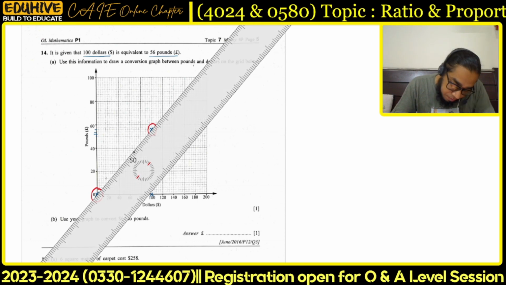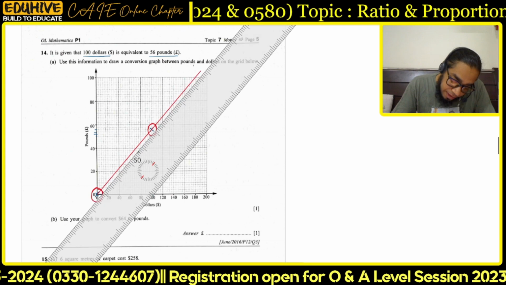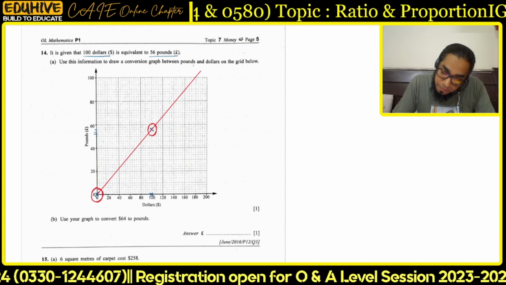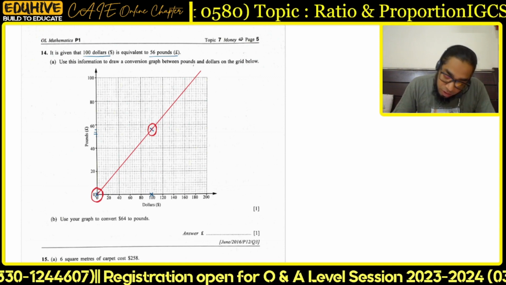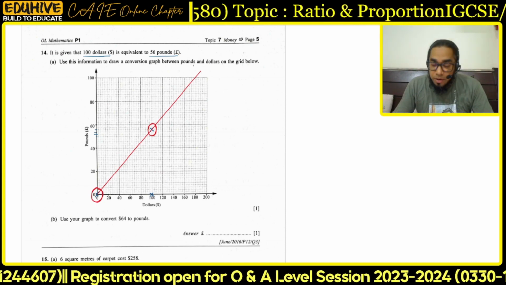Okay, I got it. Now I have drawn a line over here. It will be my conversion line. Got it? Not an imaginary scale. I just have to draw that line by using the points. That is not an imaginary scale over here.